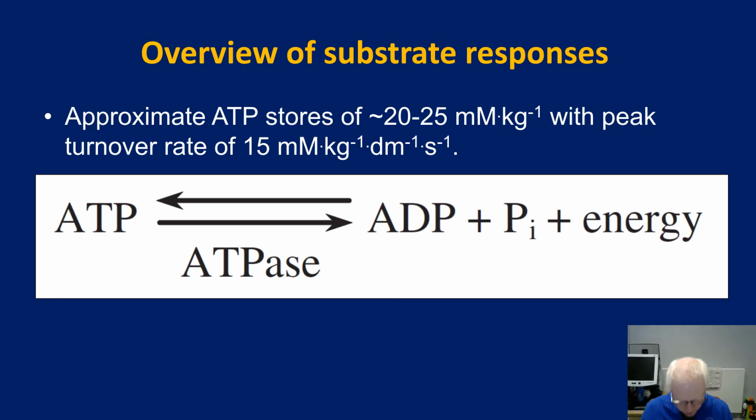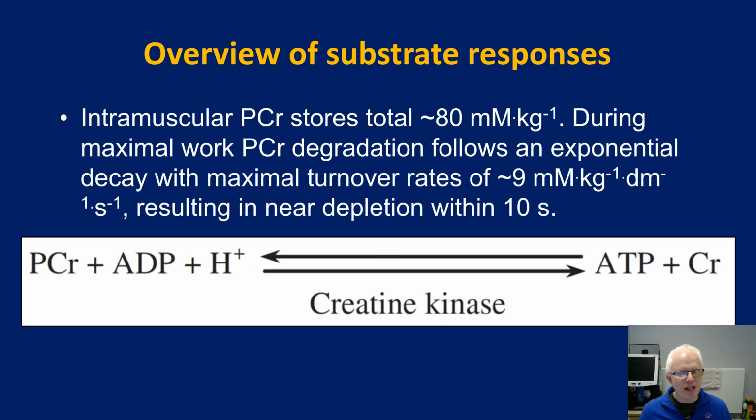Let's imagine we're dealing with something like a sprint. So we need the energy to be derived very quickly, but the next immediate store is our phosphocreatine that we've already looked at. We know that intramuscular stores of PCr, which are located in the cytosol of the cell, are around 80 millimoles per kilogram. That's the capacity. And during maximal work, the degradation follows an exponential decay with maximal turnover rates of about 9 millimoles per kilogram per decimeter per second. Don't worry that the numbers look different, the units are slightly different in that we've now got decimeters within these. You get near depletion within around 10 seconds.